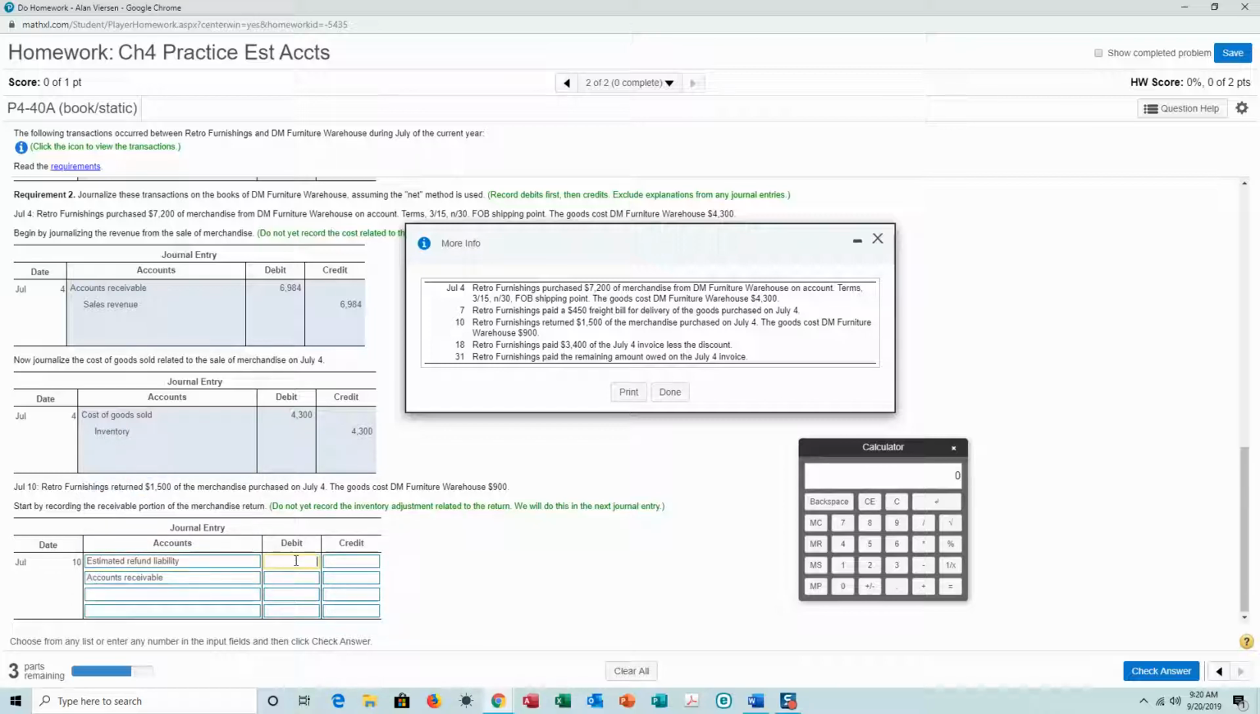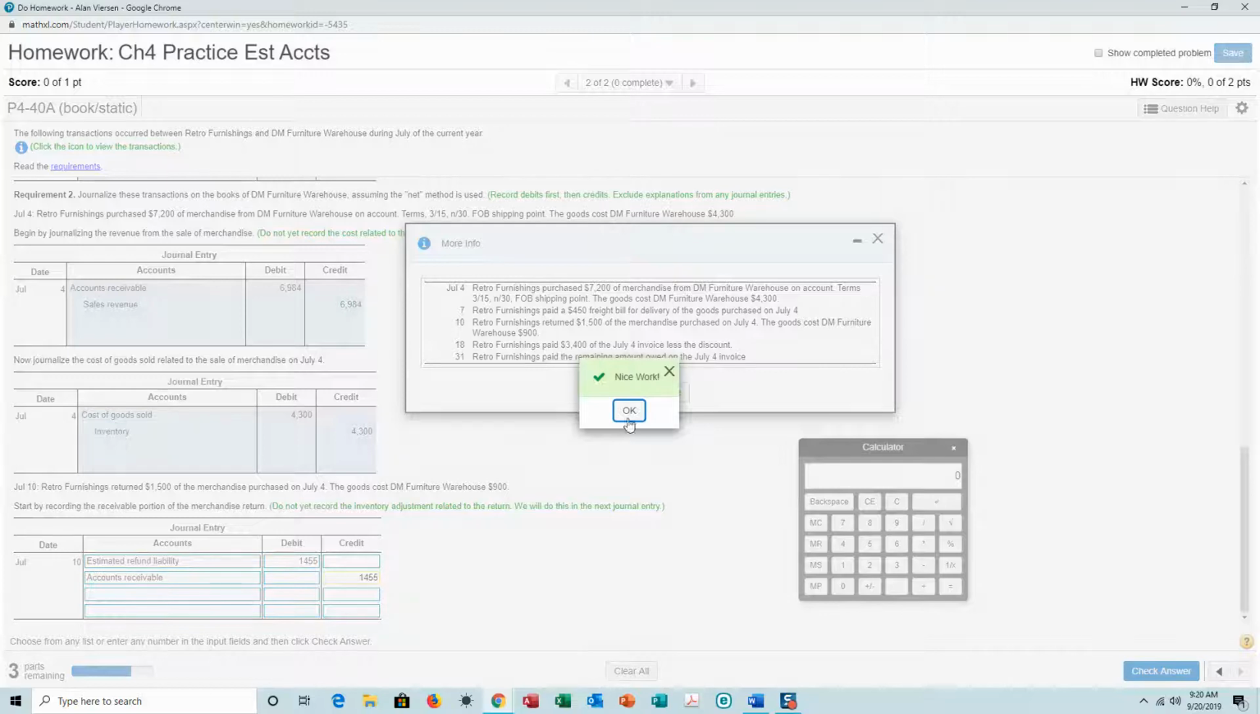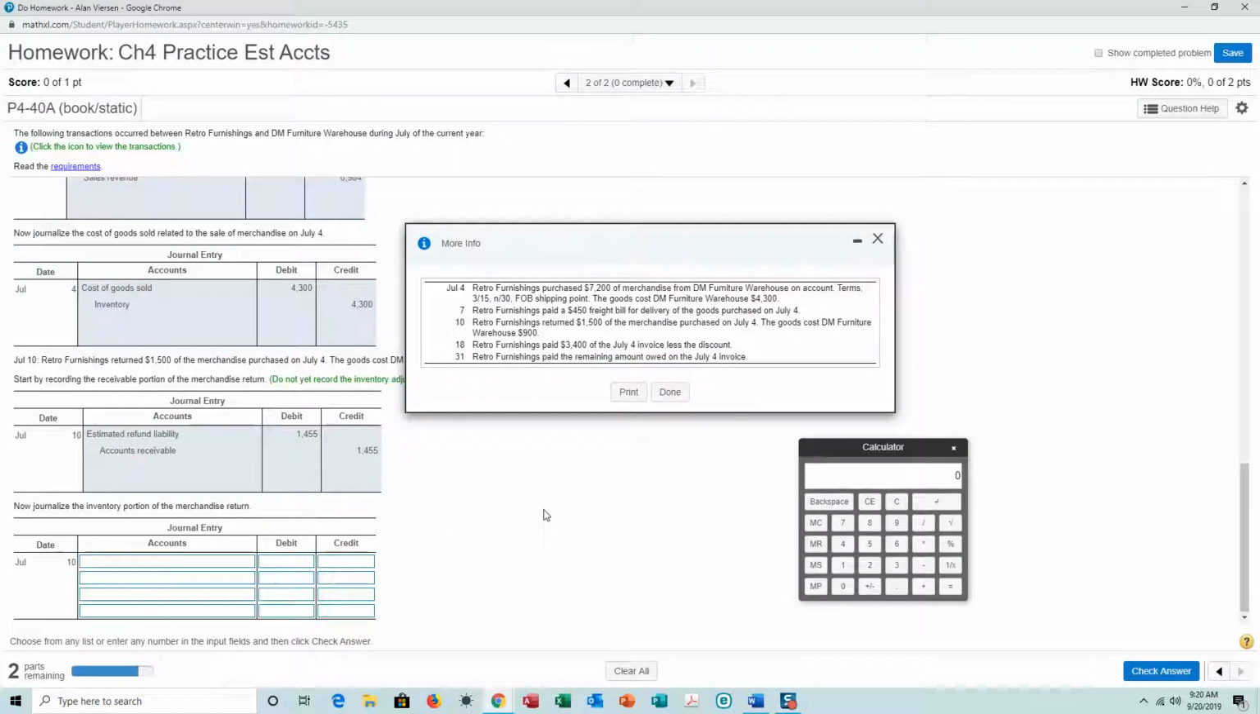And this will be for $1,455, and we did that calculation in the previous requirement 1, so we're going to check our work. It says nice work. So that's the return of the sale.